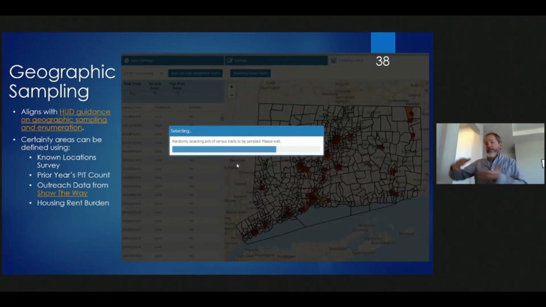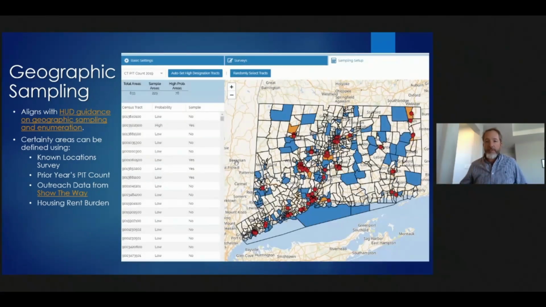And then from there, that gives us a remainder, and that remainder is all of our low probability groups. So in this case, let's say we covered 30% of the state, we're going to say high probability of containing someone experiencing homelessness. Send people there, and then we're going to do a random sample of the remaining 70%.